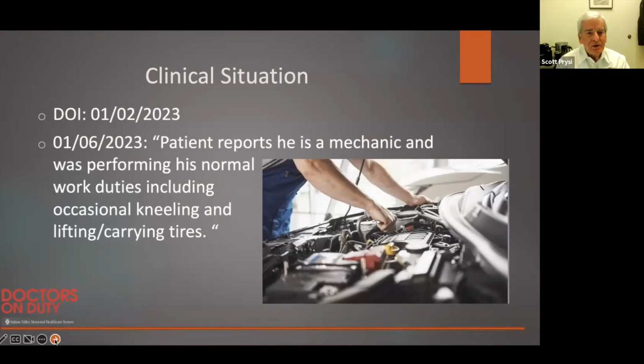January 2nd of this year, the patient had an injury and came into the clinic on the 6th, 4 days later. He reports he's a mechanic, performing his normal work duties, including occasional kneeling and lifting, carrying tires. A number of things can be fairly heavy. Next slide.